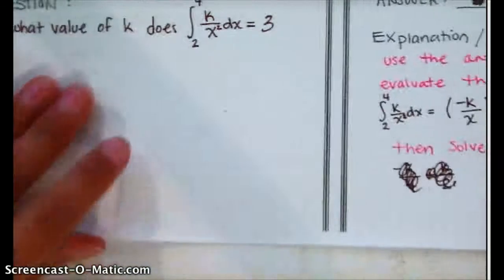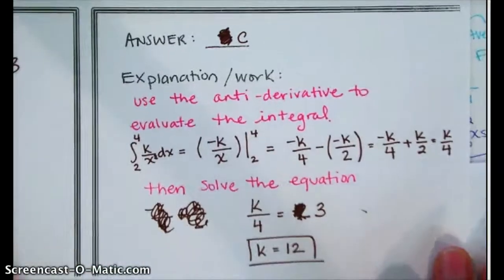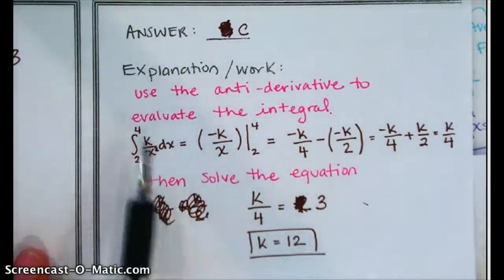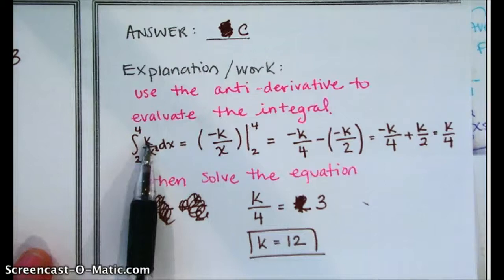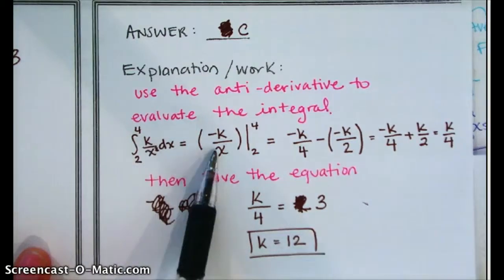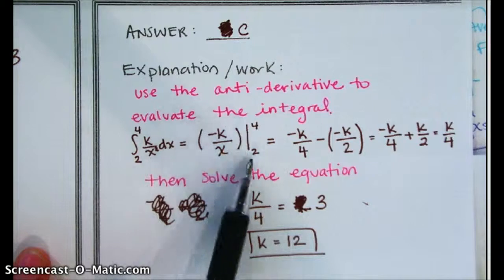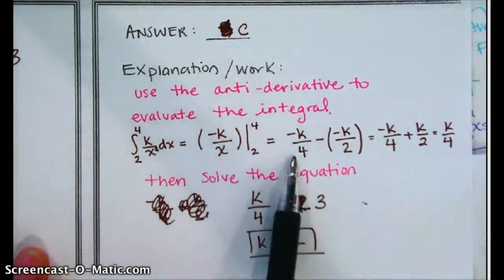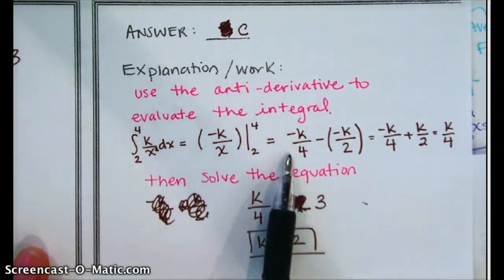The correct answer was C, which is 12, and here's the work. So in this case, k is still a number, but it's actually a number inside the integral. If I pretend like it's a number and evaluate using an antiderivative, I can plug in 4 and 2, and I actually just went ahead to simplify that expression before I set up the equation.